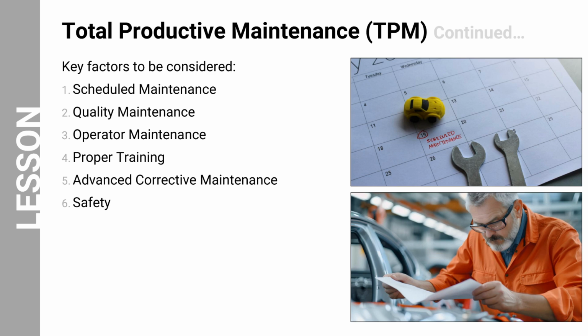Proper training. Ensure all staff, from operators to management, receive adequate training for equipment operation and maintenance. Advanced corrective maintenance. Focus on improving machines beyond repairs to prevent recurring failures. Safety. Prioritize employee and consumer safety throughout all processes.